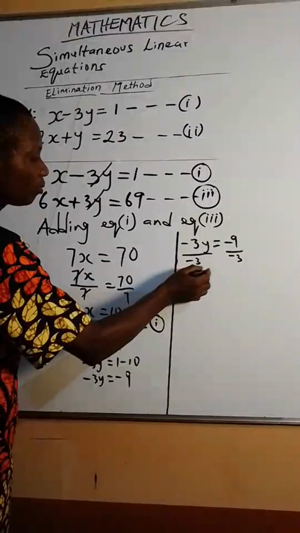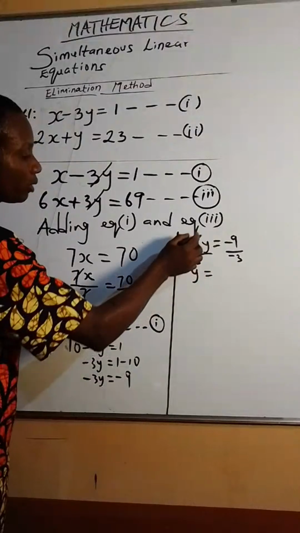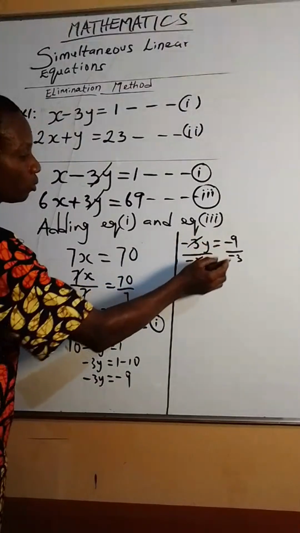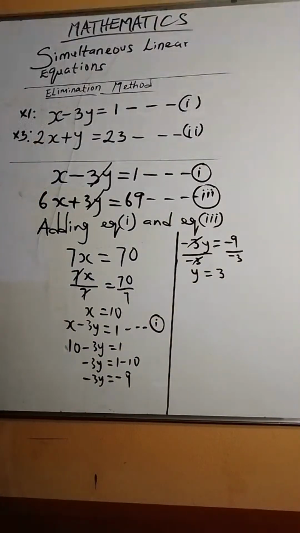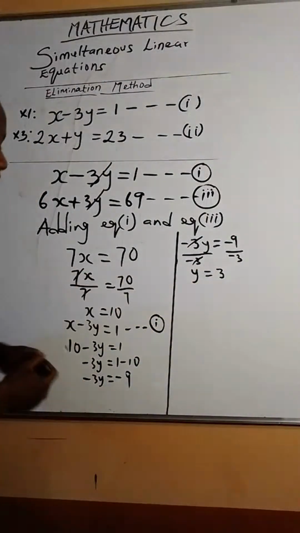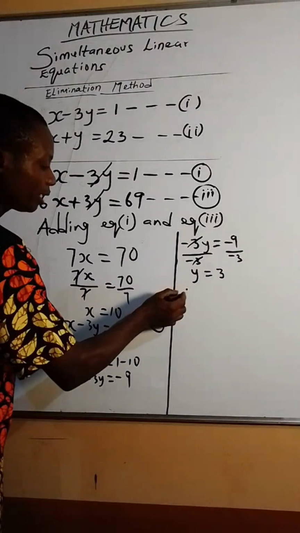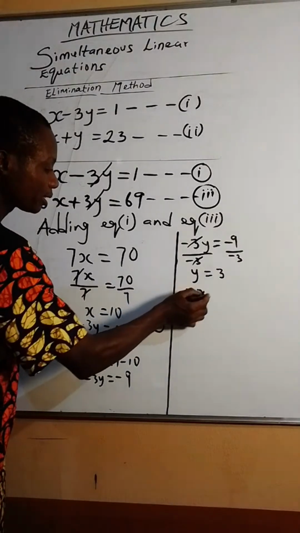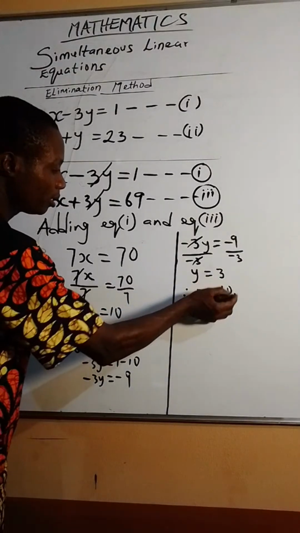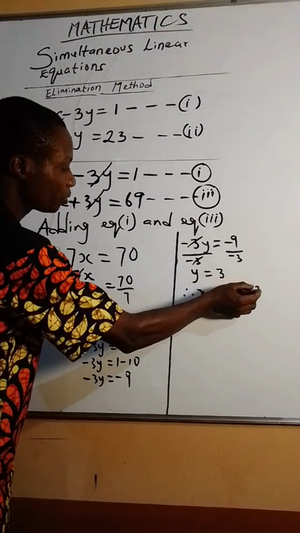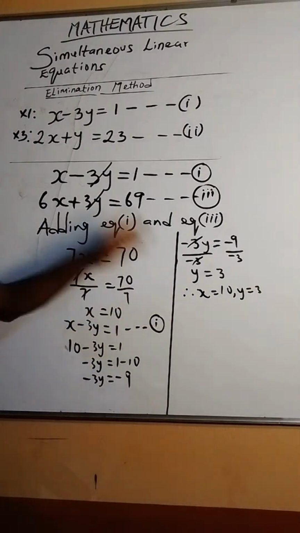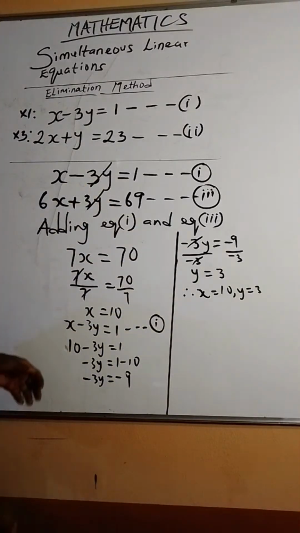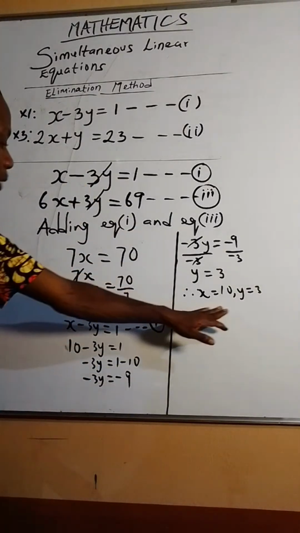What it means is that y is equal to minus, we cancel minus. This one will go, minus will go. Then 9 divided by 3 is 3. So this is the solution for y. Therefore, it implies that our x is equal to 10 and our y is equal to 3. So this is the solution to this particular question, and I hope you are following what I'm doing here.